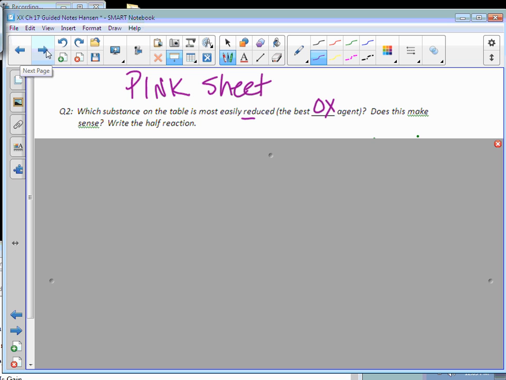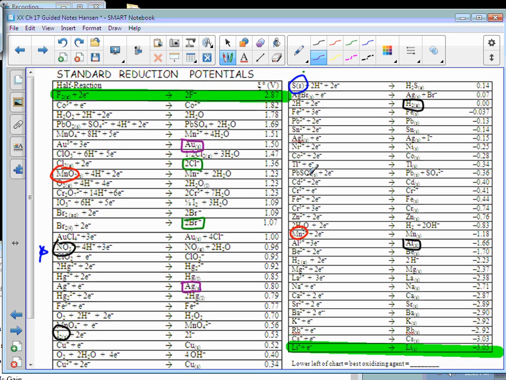If you take a look at your sheet, these are written as reductions. So every one of these reactions is written as a substance gaining electrons. So where is it most favorable? Where is reduction most favorable? And that's, of course, right up here, this top line. So fluorine wants to gain 2 electrons to become the F- ion. Well, heck, does that make sense?